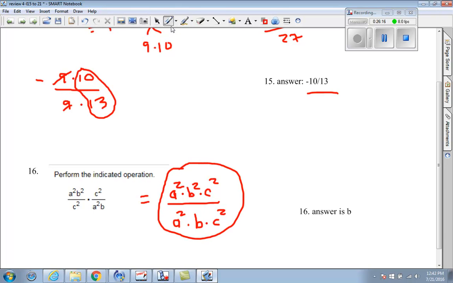Now we can look for some common factors to cancel. Well, a squared cancels with a squared, c squared cancels with c squared, and hey, you'd have b squared on top of b. When in doubt, expand it out, that's b times b on top of b. Well, you're just going to be left with b. Okay.